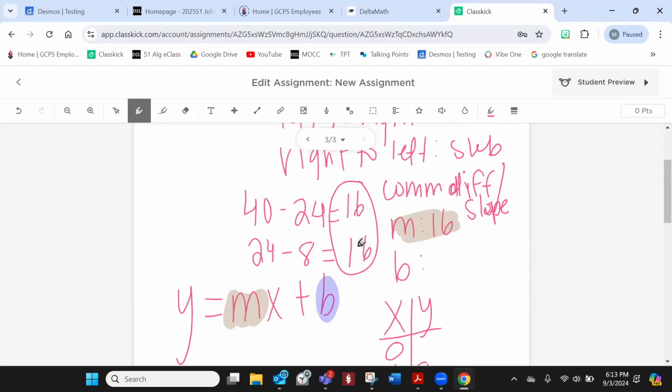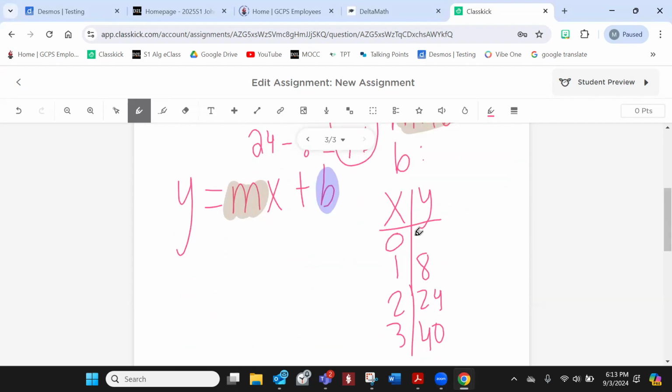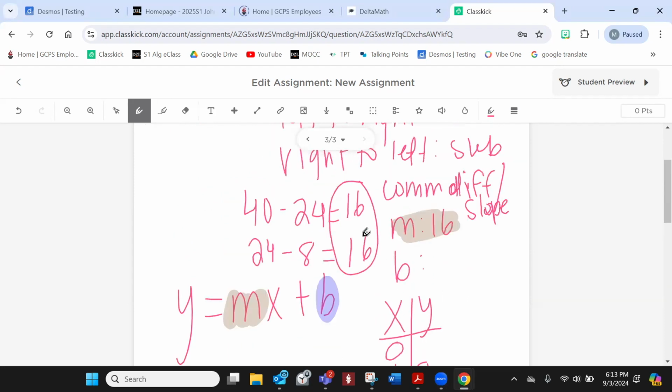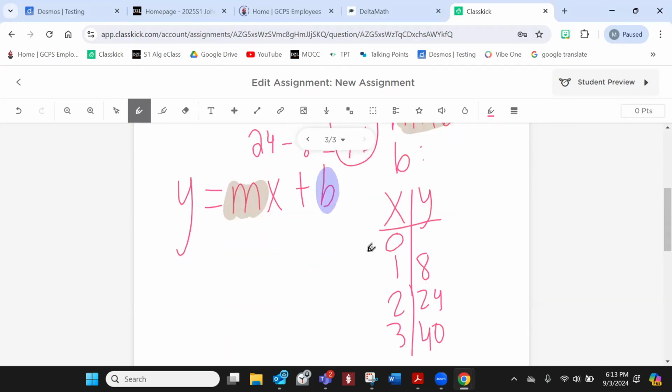So if I know every time from left to right, or from top to bottom, I'm just adding 16, that means from bottom to top, I'm subtracting 16. So 40 minus 16 gives me 24. 24 minus 16 gives me 8. 8 minus 16 gives me negative 8. And then if I check myself, remember I just told y'all from bottom to top, you subtract. That's what we just did. But from top to bottom, we add.